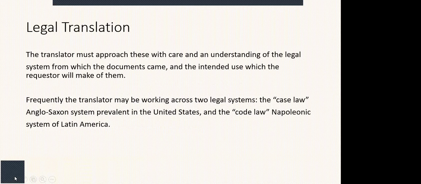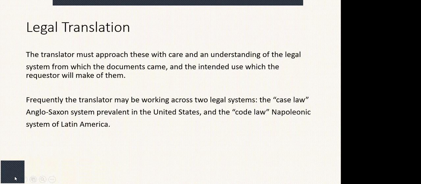So many. And this must be approached with care and an understanding of the legal system from which the documents came, and the intended use the requester will make of them. So someone who translates this needs to know where this comes from and also know where this is going. And that requires knowing how the legal system works in both languages. Okay? It's not only the language, it's also the legal system as it's designed.